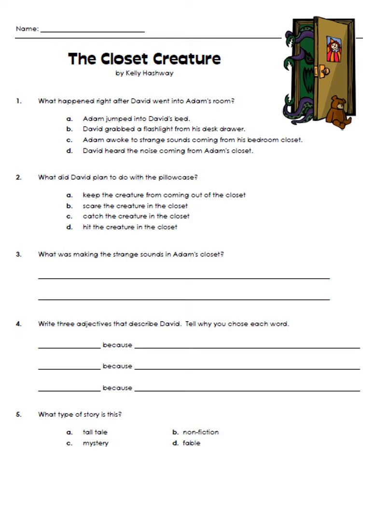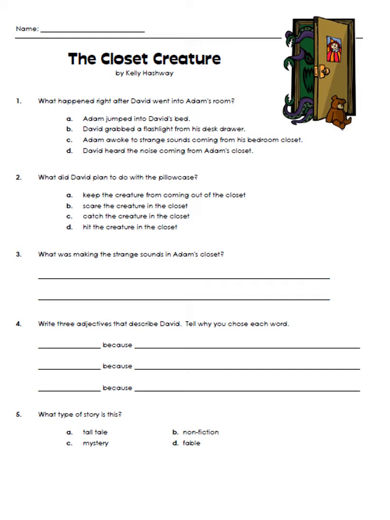The Closet Creature by Kelly Hashway. These are the short questions. Please note that I will be sending these questions to your parents as well in PDF format. Question 1. What happened right after David went into Adam's room? A. Adam jumped into David's bed. B. David grabbed a flashlight from his desk drawer. C. Adam awoke to strange sounds coming from his bedroom closet. D. David heard the noise coming from Adam's closet.